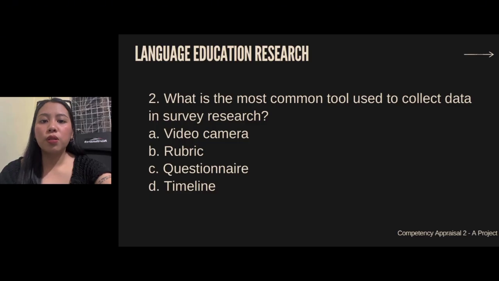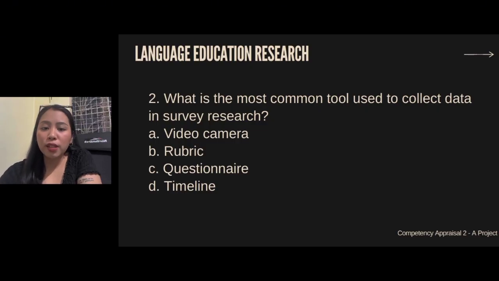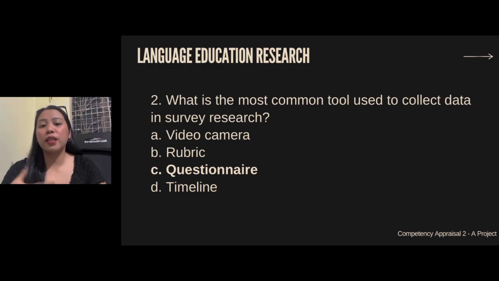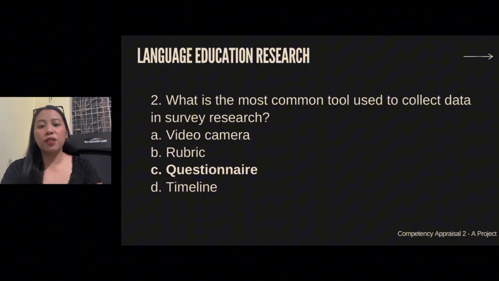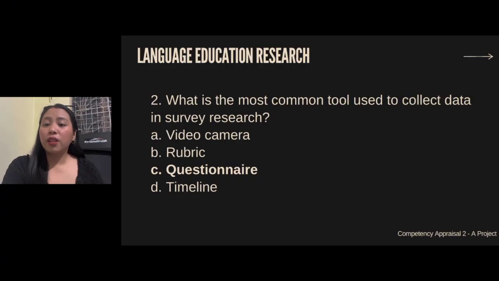what is the most common tool used to collect data in survey research? A. Video camera, B. Rubric, C. Questionnaire, and letter D. Timeline. Okay, the correct answer is letter C, the questionnaire. The questionnaire is actually the go-to tool for surveys in research. So participants will answer the questions and researchers will analyze their responses.